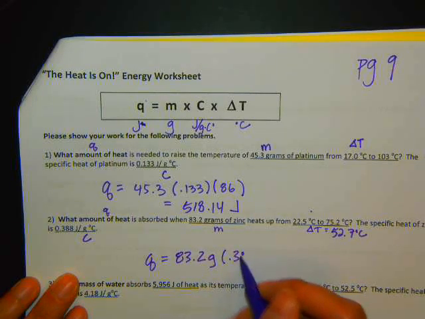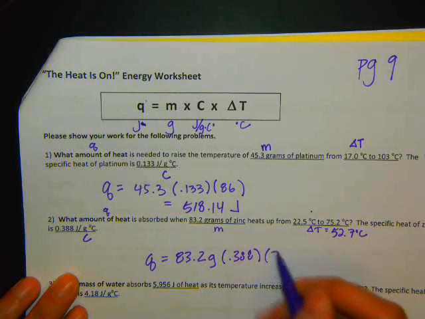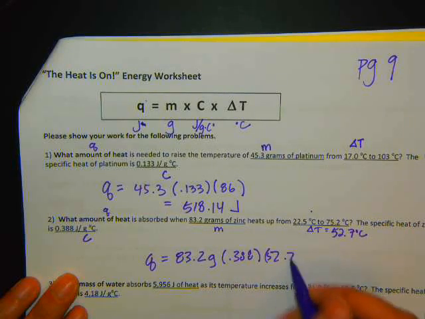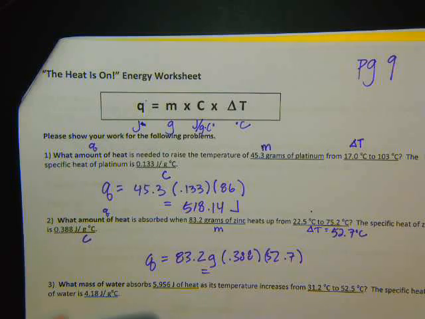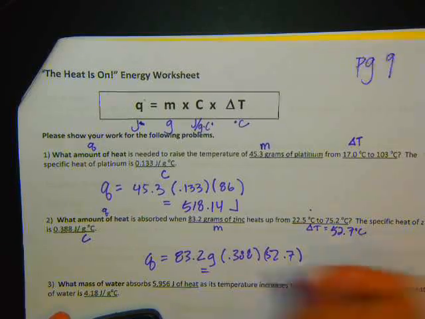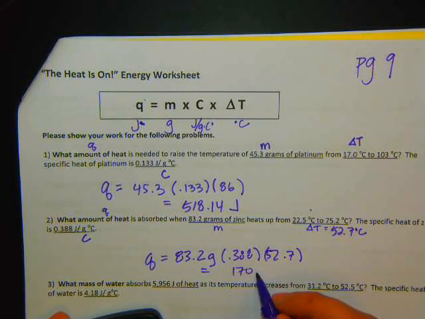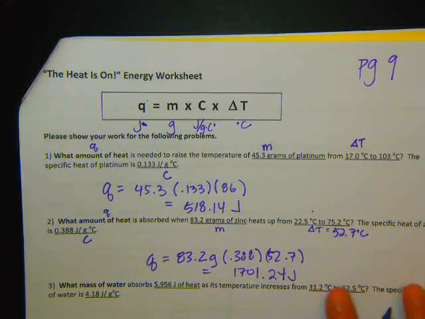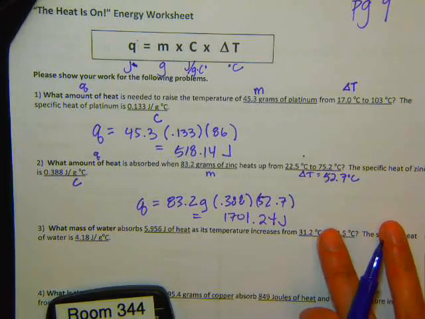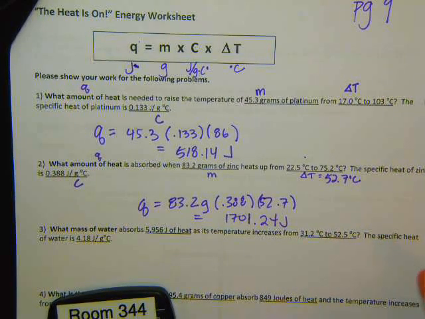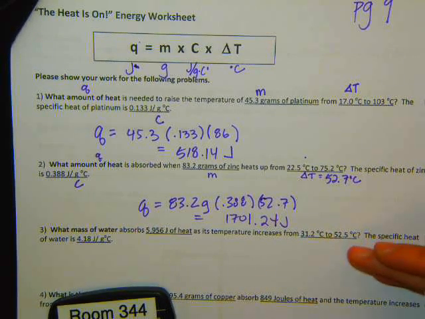Mass 83.2, and the change in temp 52.7. So times 1.24 times 83.2 times 52.7. What is that? Are people getting around 5,437? Okay.